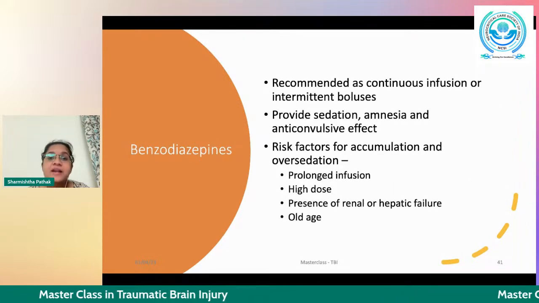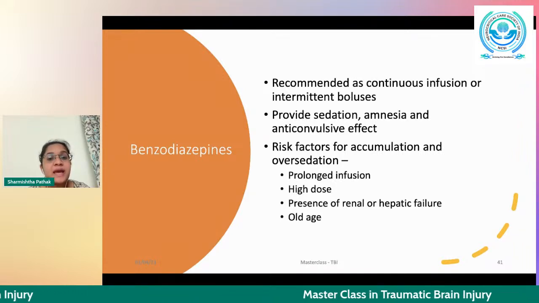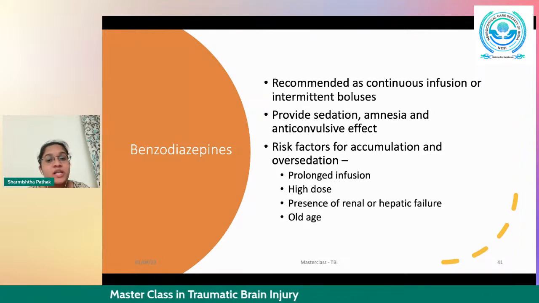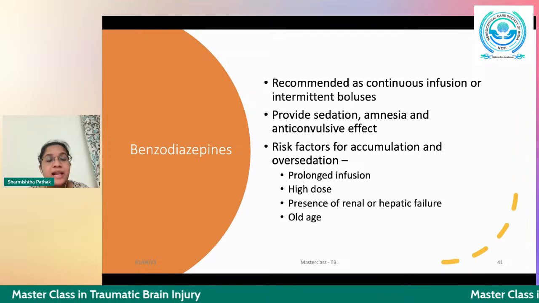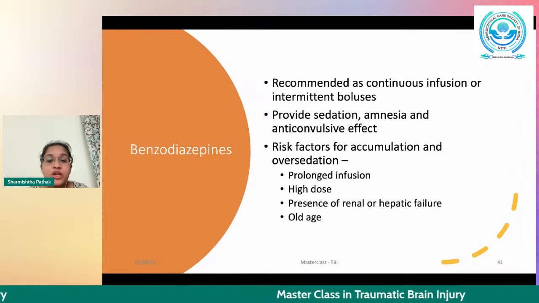Benzodiazepines, on the other hand, are recommended as continuous infusion or intermittent boluses. They provide sedation, amnesia, and anticonvulsive effect, but the risk factors for accumulation and oversedation should be considered, like prolonged infusion or high dose requirement, presence of renal or hepatic failure, and old age.